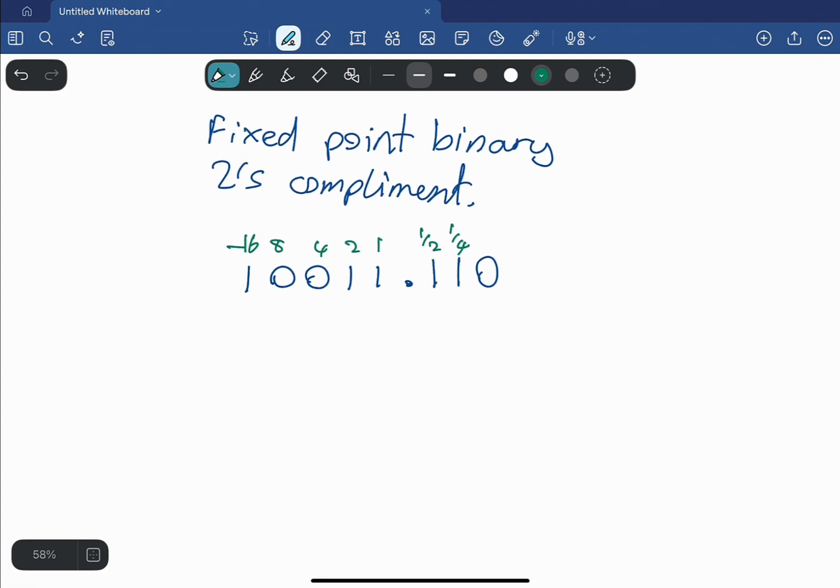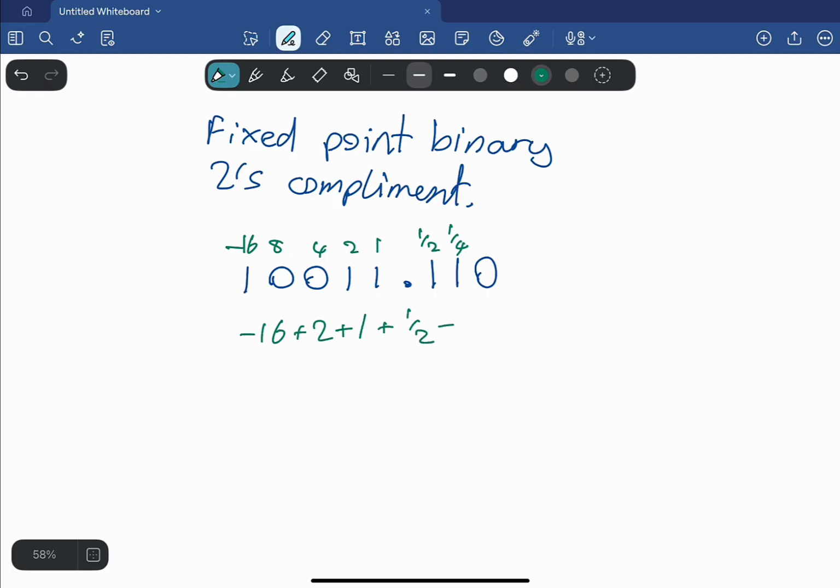So first of all, we've got a minus 16 plus a 2 plus a 1 plus a half plus a quarter. So what does that become? Minus 16 plus 2 is minus 14, minus 13, minus 12.5, minus 12.25.